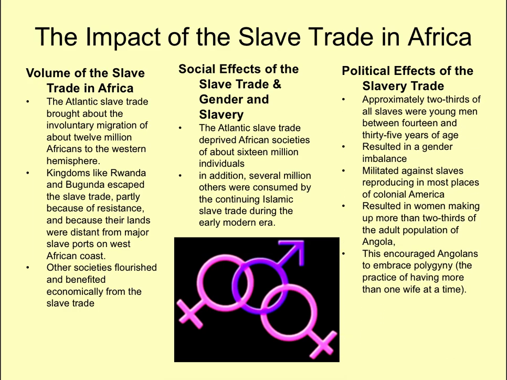The political effects of the slavery trade. Approximately 2/3 of all slaves were young men between the age of 14 and 35 years of age. They want the strong, the young to go because one, it's more money, and two, they're more likely to survive the journey. This resulted in a gender imbalance. Obviously, you're going to have more women who are in Africa, and it militated against slaves reproducing in most places in colonial America. They were not necessarily huge on that.